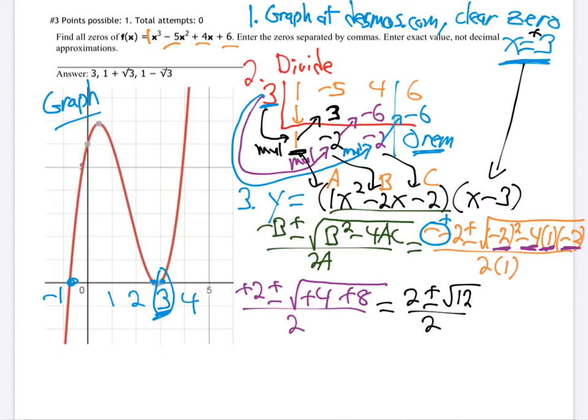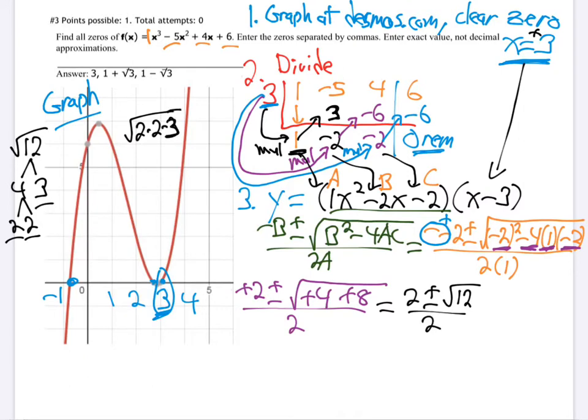Now, we can't square root 12. At least it won't be a nice clean whole number. How do we deal with the square root of 12? Remember, I'll bring it over here. Square root of 12, remember you break it down. 4 times 3, 2 times 2 times 3. Those are the pieces of a 12. So in other words, the root of 12 is the root of 2 times 2 times 3.